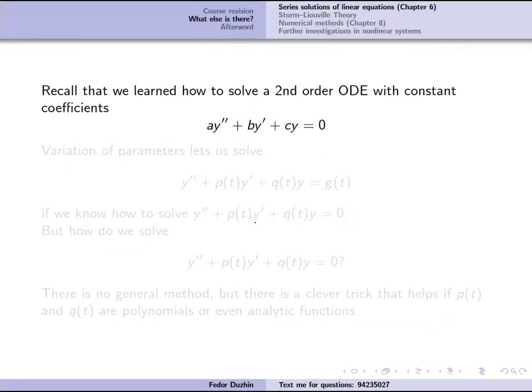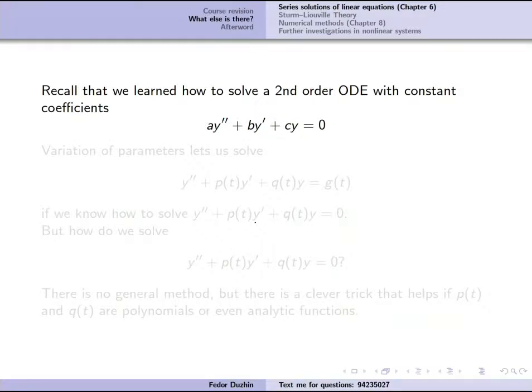Now I'm going to go through a few topics that are usually included in the course in ordinary differential equations, but I consciously did not include them. But it is still a good idea to have some very, very basic intuition, some very basic understanding.